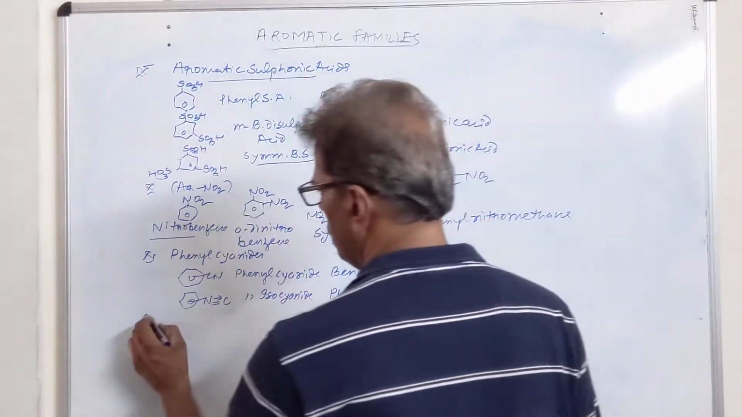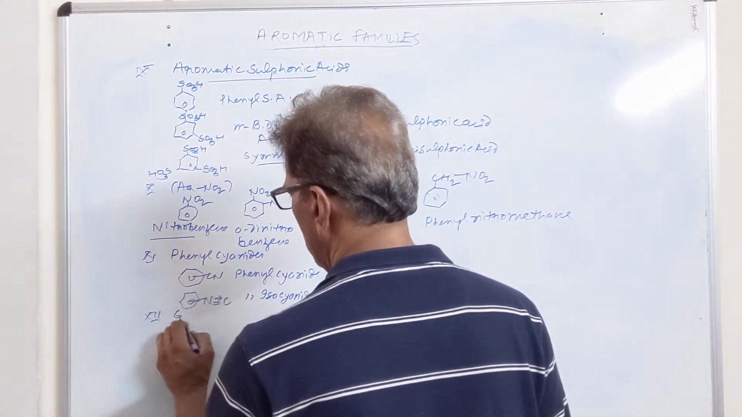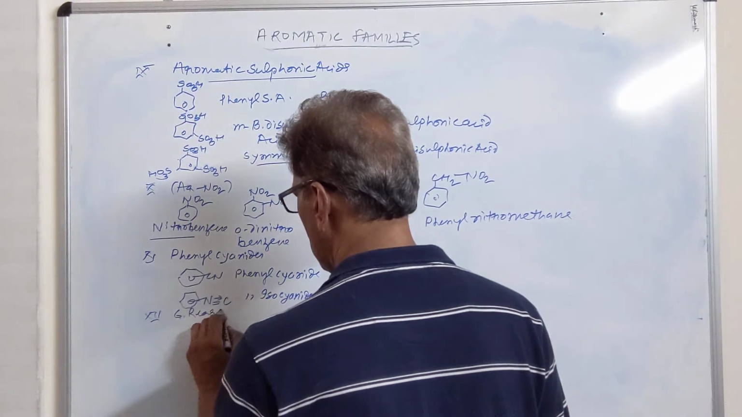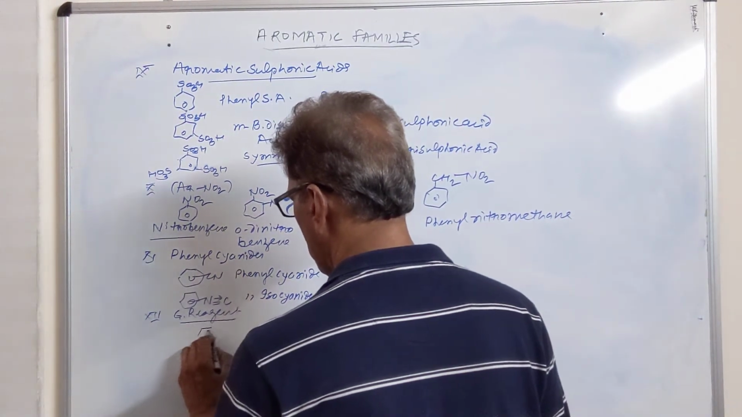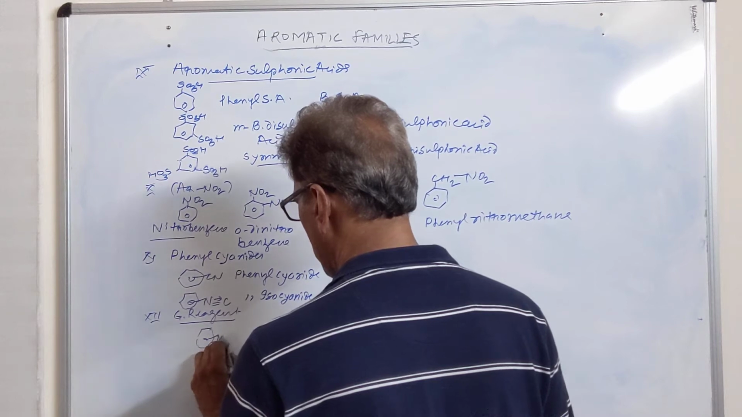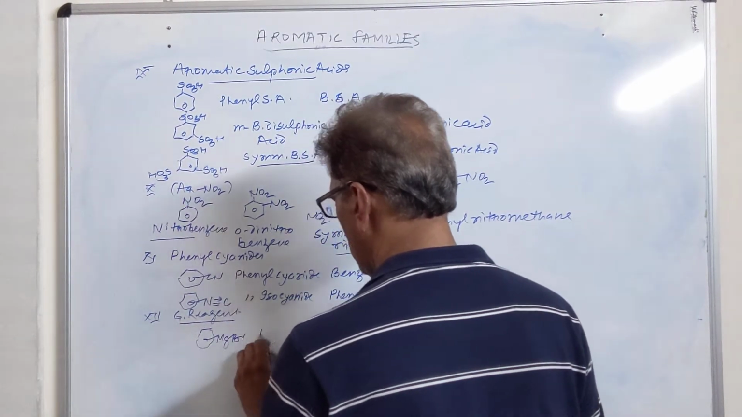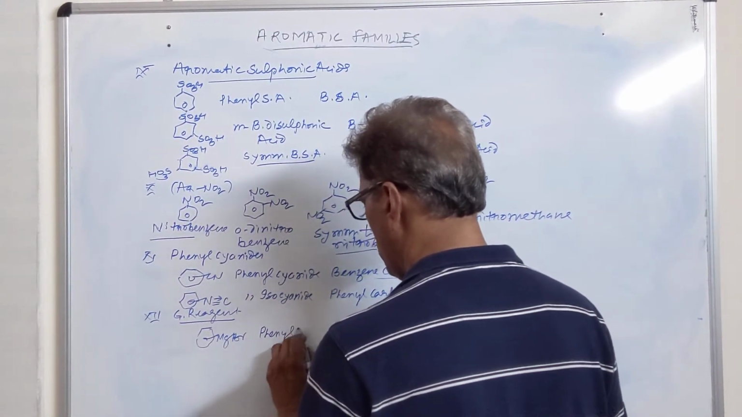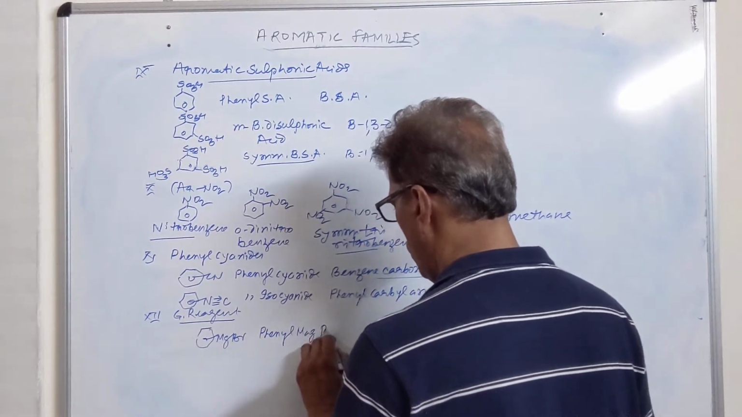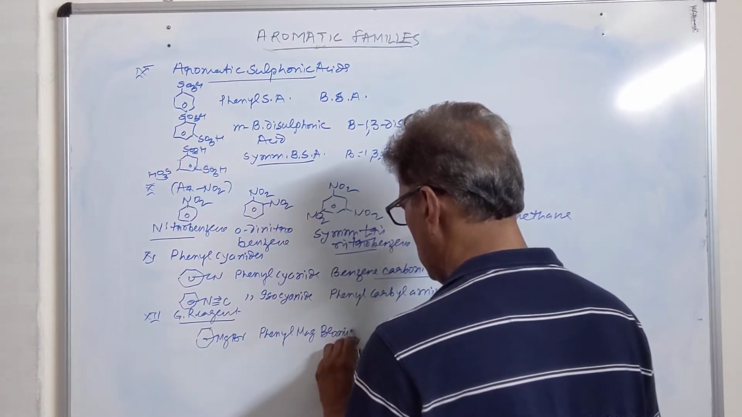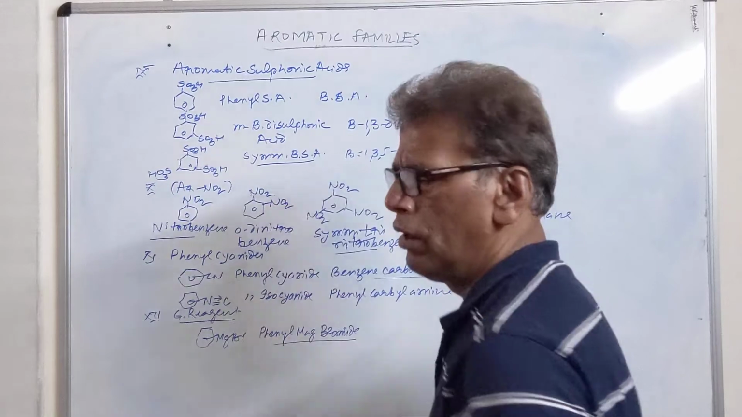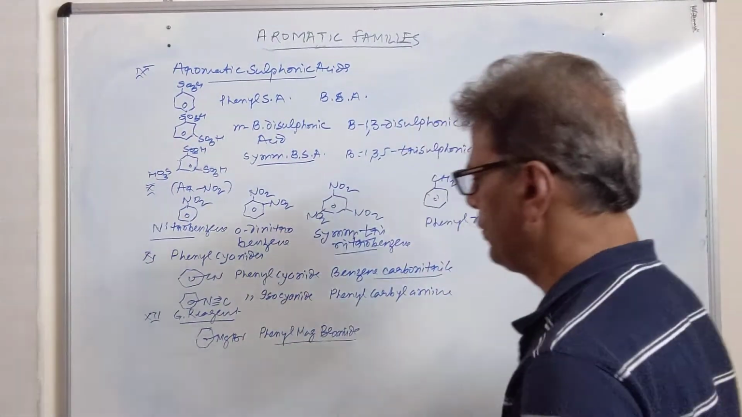Then we have the next family, that is Grignard reagent. Benzene ring having MgBr. This is phenyl magnesium bromide, popularly known as Grignard reagent, used to synthesize almost all the organic compounds.